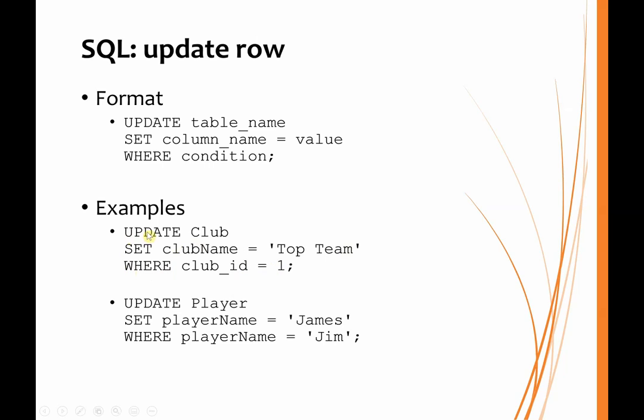So now we're going to update the club. We're going to set the club name equal to top team, but only where there is a row whose club ID is equal to 1. And we're going to update player and set the player name equal to James, but only where the player name is equal to Jim. So it might be that there are several players with the name Jim. Let's say there are 4 players with the name Jim. This statement will update all 4 rows.